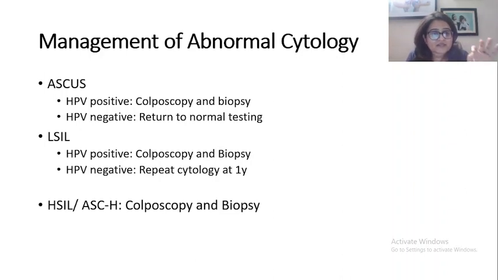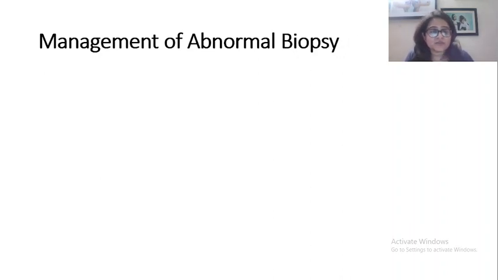So ASCUS and LSIL are the relatively milder variety. So if they're HPV negative, you don't have to do a colposcopy biopsy. Only if they're HPV positive will you proceed for colposcopy and biopsy. But if it's HSIL or ASC-H, directly go to a colposcopy and biopsy.